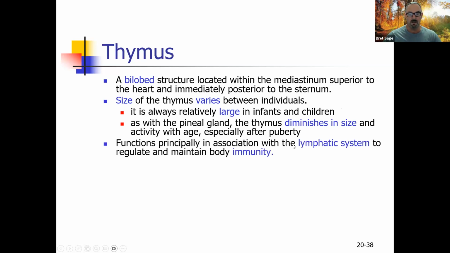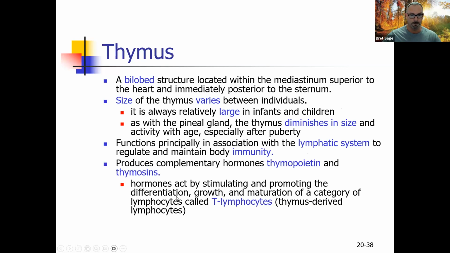Functions principally in association with the lymphatic system to regulate and maintain body immunity. It's the location for many white blood cells to mature and become ready to work as active cells that would fight infection. Produces complementary hormones thymopoietin and thymosins. These hormones act by stimulating and promoting the differentiation, growth, and maturation of a category of lymphocytes called T lymphocytes. And T means thymus-derived lymphocytes. So they're derived from the thymus and they mature there.